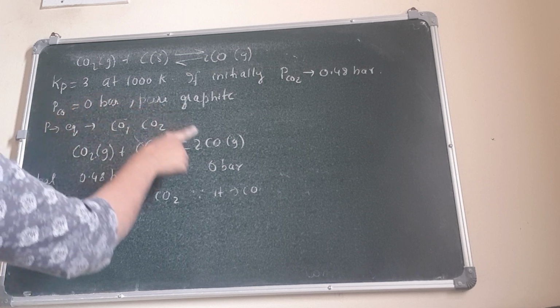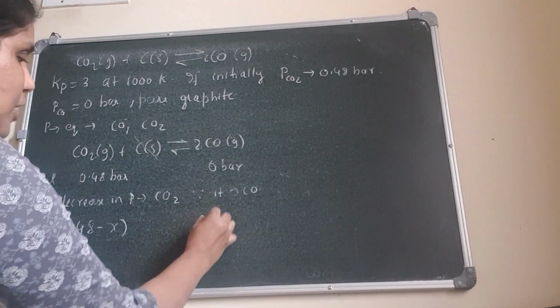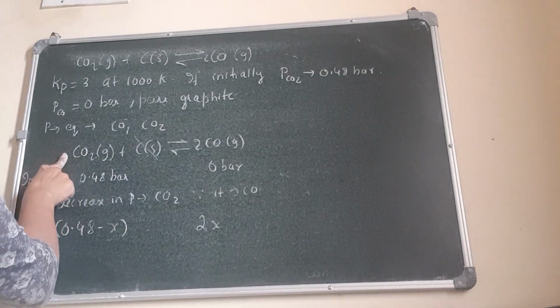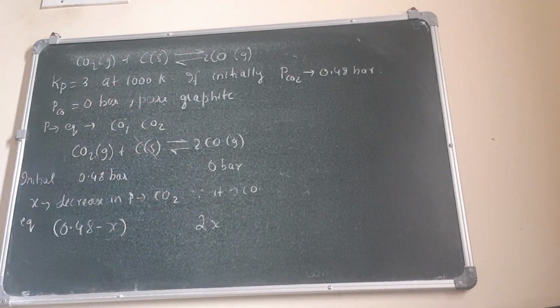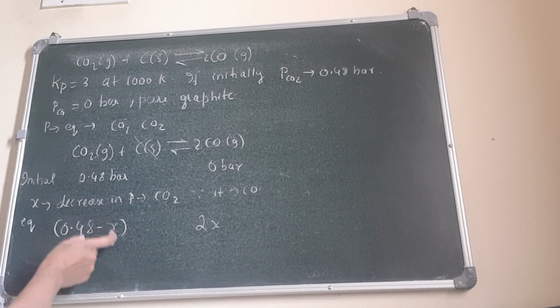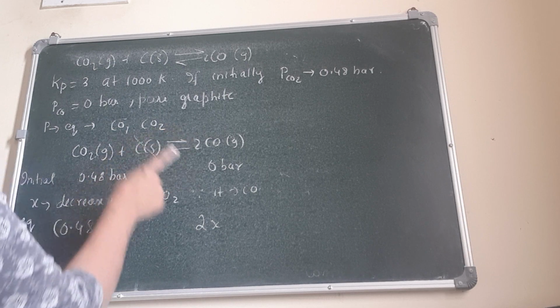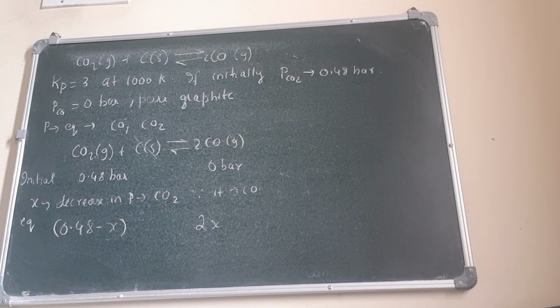For 1 mole you are getting 2 moles. For these many moles, what will be the pressure? It will be 2x. Because 1 mole is giving you the same pressure, correct? So for 1 mole of carbon dioxide, 0.48 minus X will be the pressure of carbon dioxide and X will be the pressure of carbon monoxide. But since we have 2 moles, instead of X it will be 2x.